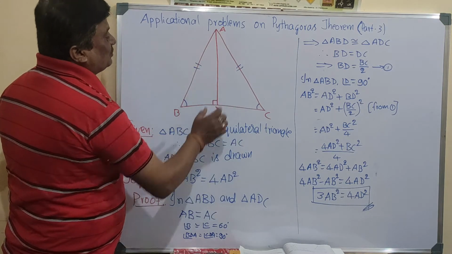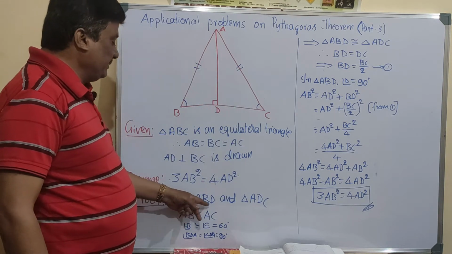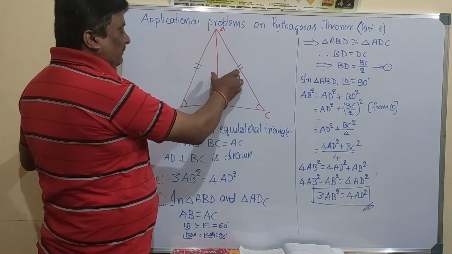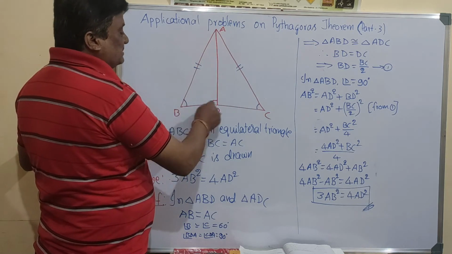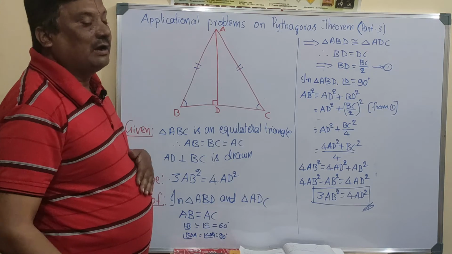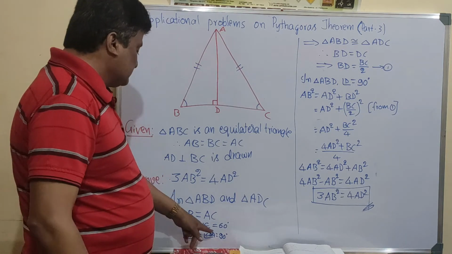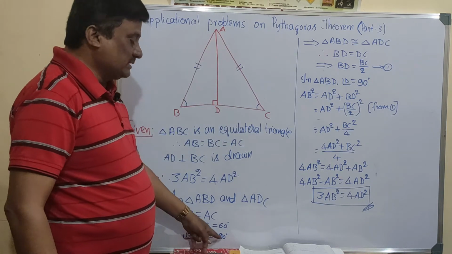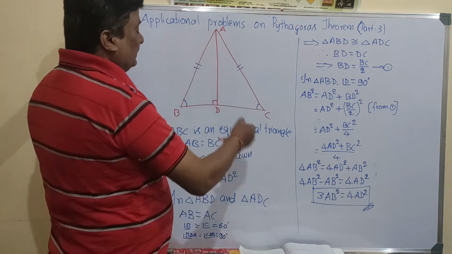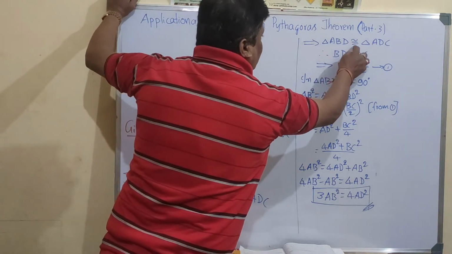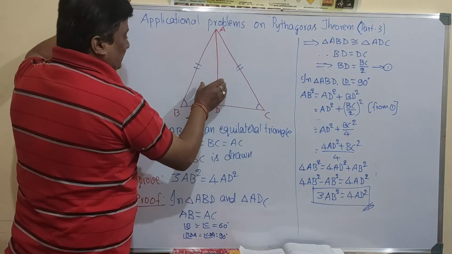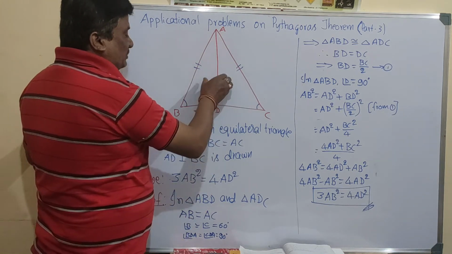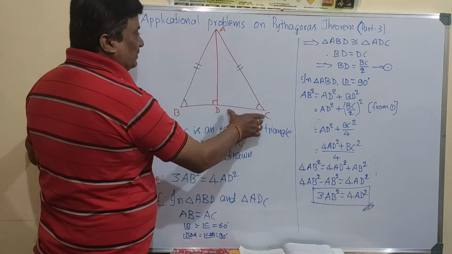Now we want to prove these two triangles are congruent. That is, in triangle ABD and triangle ADC, AB is equal to AC. Why? Because they are equal. And angle B is equal to angle C. In an equilateral triangle, all angles are equal and each angle will be equal to 60 degrees, and it is a perpendicular, that is angle BDA is equal to angle CDA, that is equal to 90 degrees. So that implies triangle ABD is congruent to triangle ADC. Then we have proved that these two triangles are congruent. As these two triangles are congruent, then we can write BD is equal to DC.